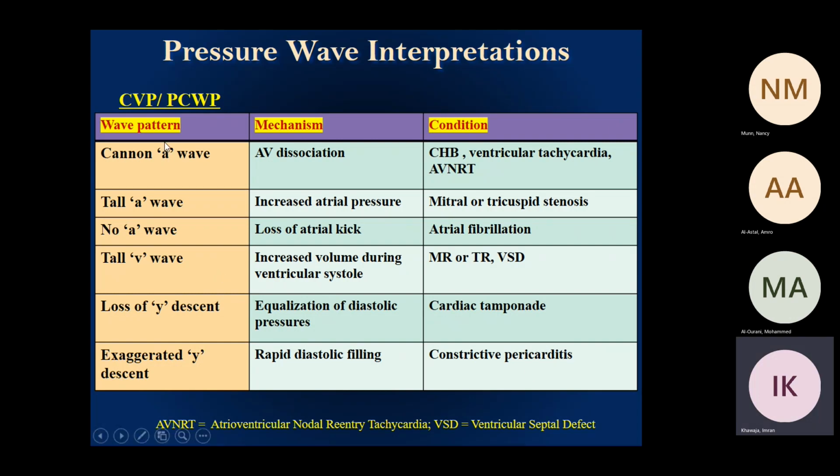Okay, we did go over this. As far as the waveforms, what we call the cannon A wave, like I said, occurs with AV dissociation, a tall A wave with increased atrial pressure, and you lose it with atrial fibrillation. We also discussed the giant V waves that you see with mitral or tricuspid regurg or VSD, the loss of Y descent in tamponade, and the exaggerated opposite in constrictive pericarditis.